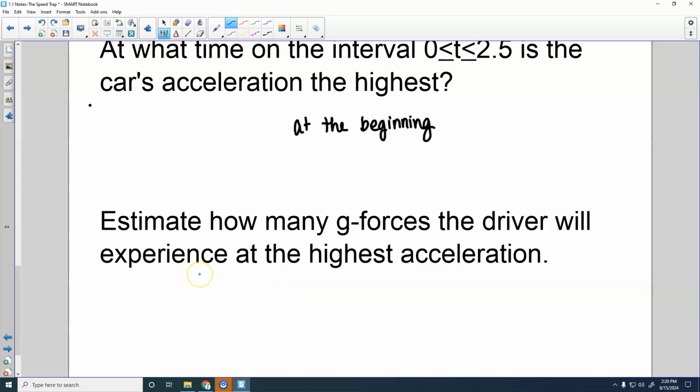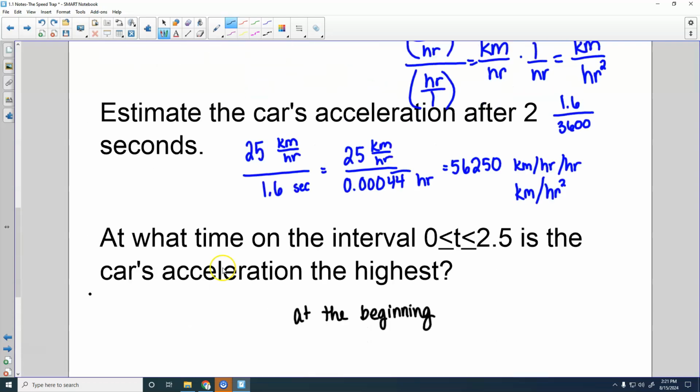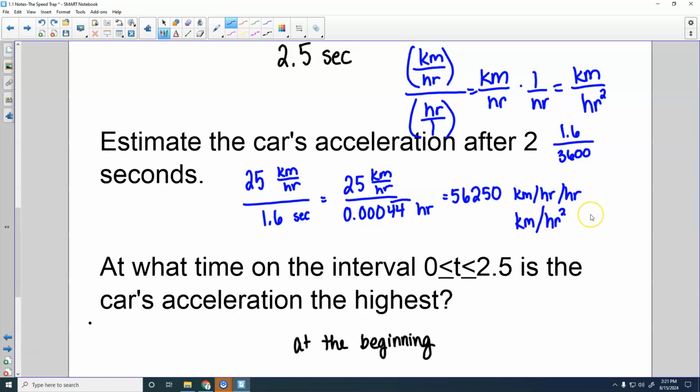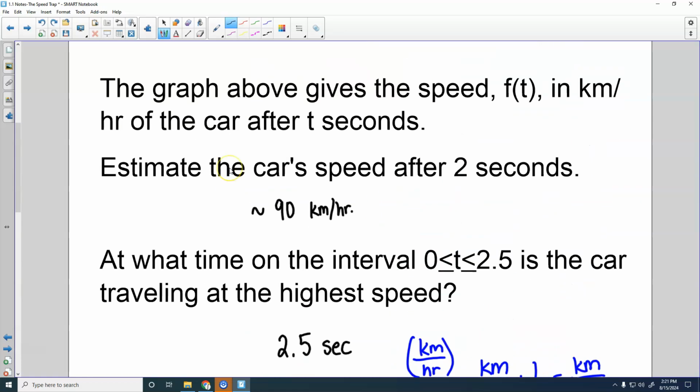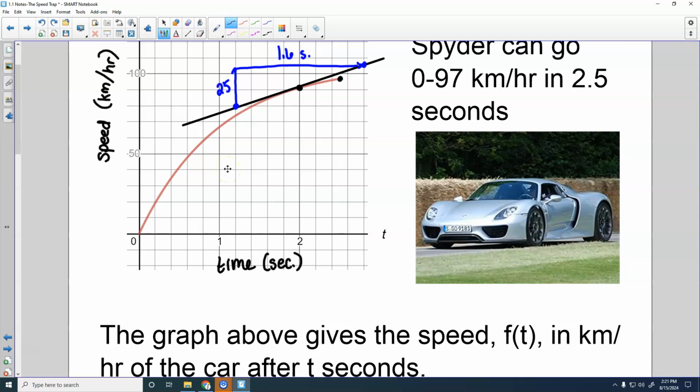Okay, so then it asks us to estimate how many g-forces we think the driver will experience at the highest acceleration. So actually, for g-forces, we really need meters per second instead of kilometers per hour per hour. I should have done that the other way, but we're not going to go back and do that because that's not when it's going the fastest anyway. It's going the fastest somewhere around here. Let's use green for this. Let's go with these values right here. It's not a perfect straight line, but it's pretty close.